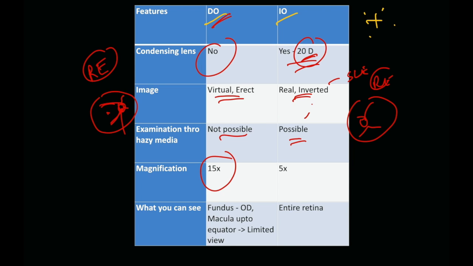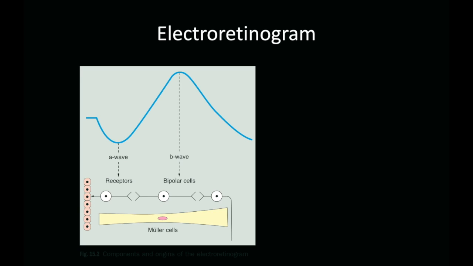DO has large magnification, 15x. It's highly magnified, whereas indirect ophthalmoscope is not that magnified. But the good thing about indirect ophthalmoscope is that though the magnification is less, I can see the entire retina, that is up to the ora serrata and even more than that. But in case of direct ophthalmoscope, I can see only the fundus, macula up to the equator only. This forms an important point. Differences between these two devices.